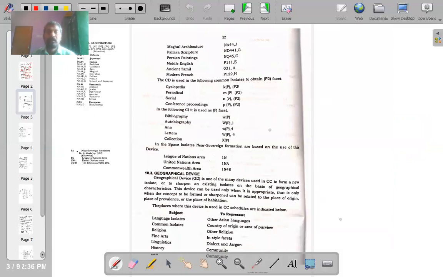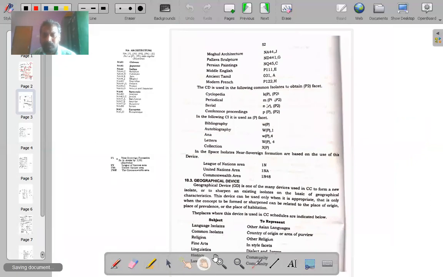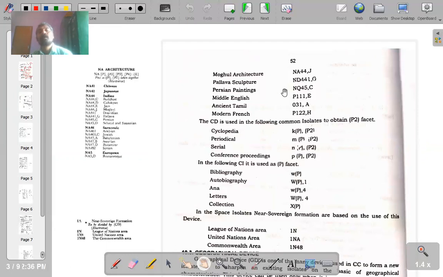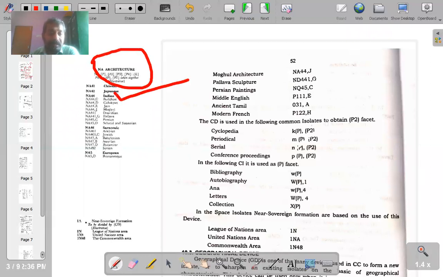Fine. Now, here a few more examples are there. We'll discuss about these also. Then we can think about winding up the class. So here the list goes on. If you come to the main class N Fine Arts, there are plenty of usages of chronological device. For example, you can see the main class here, NA Architecture. If you go here, NA 44 is Indian architecture.